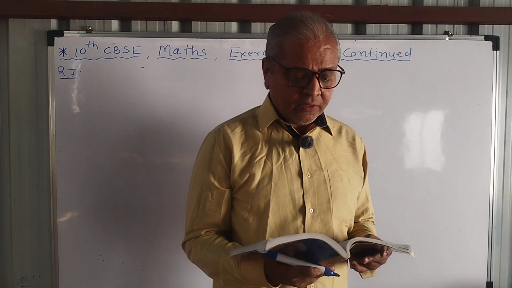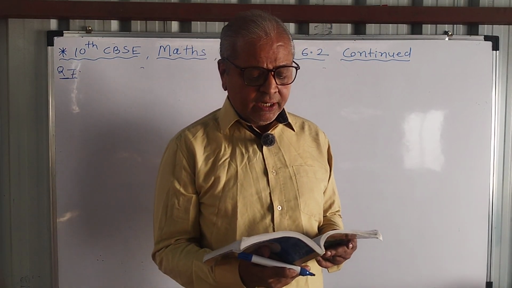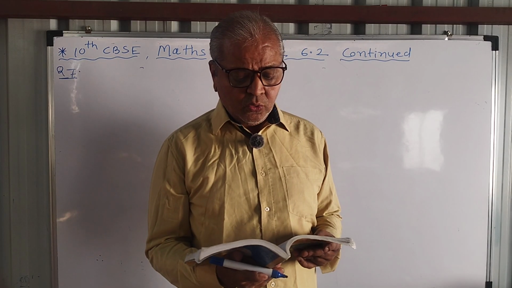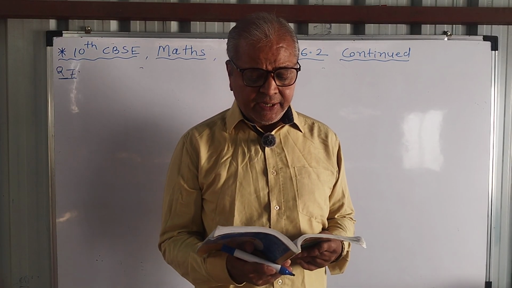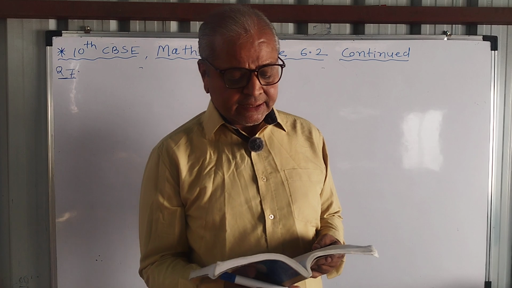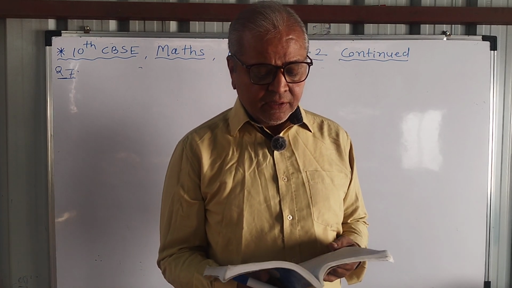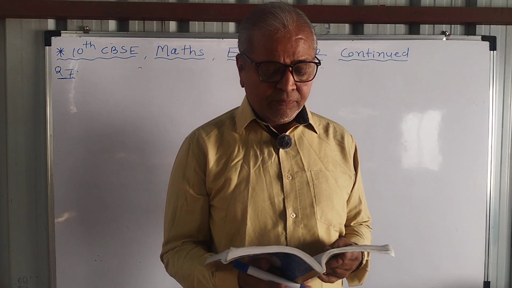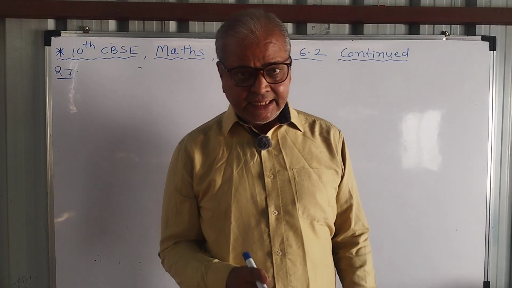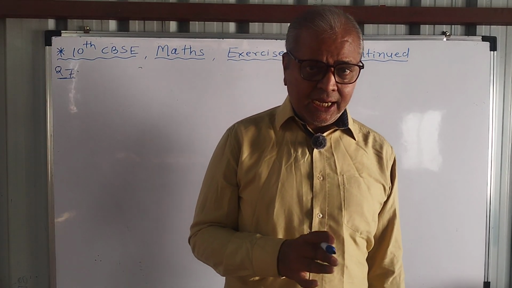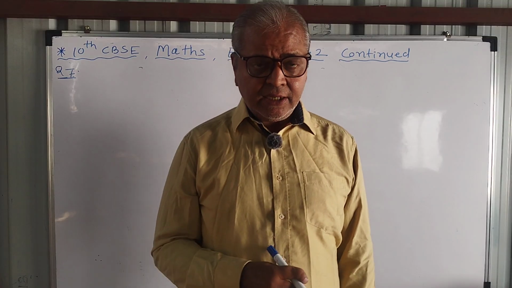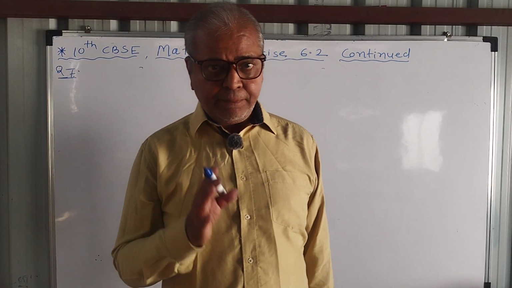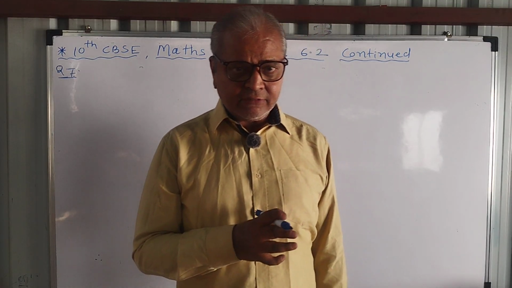Question number 7: using Theorem 6.1, prove that a line through the midpoint of one side of a triangle parallel to another side bisects the third side. Recall that you have proved it in class 9. In class 9th we proved the midpoint theorem, but here that theorem is to be proved by using BPT. So friends, we will solve this question.